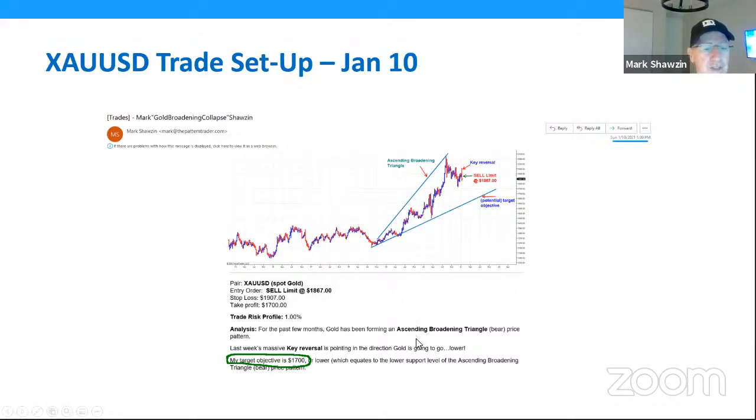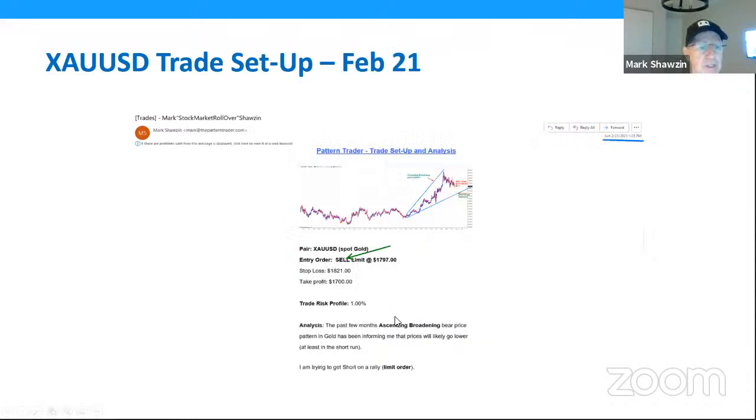Now we're under $1,700. I said last week's massive key reversal is pointing in the direction gold is going to go lower. I said my target objective, and again, this was January 10th, what is this, 3-4 months ago, I said my target objective is 1,700, and today we went under it for the second time. So this is the value of looking at the thing from a broad basis. And I was in January already perceiving that we were going to come to the lower end of this support line under 1,700, and that's exactly what's occurred.